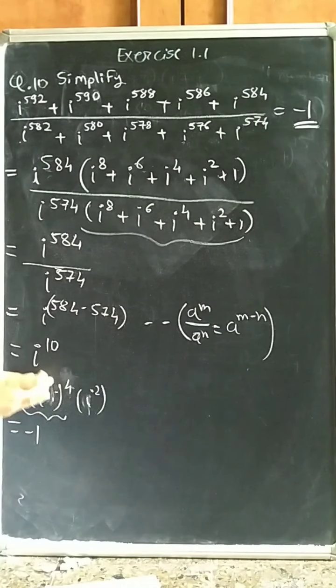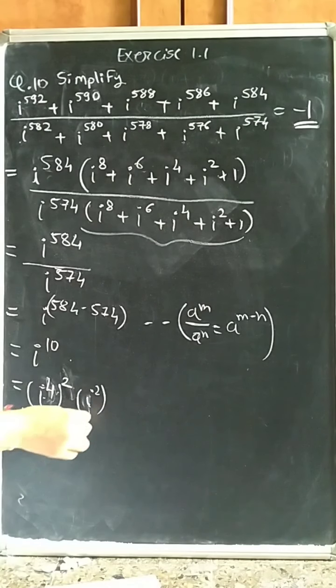Sorry, by mistake I wrote 2 over here. It is 4 here and 2 here. Okay, i raised to 4 is 1 and i square is minus 1.